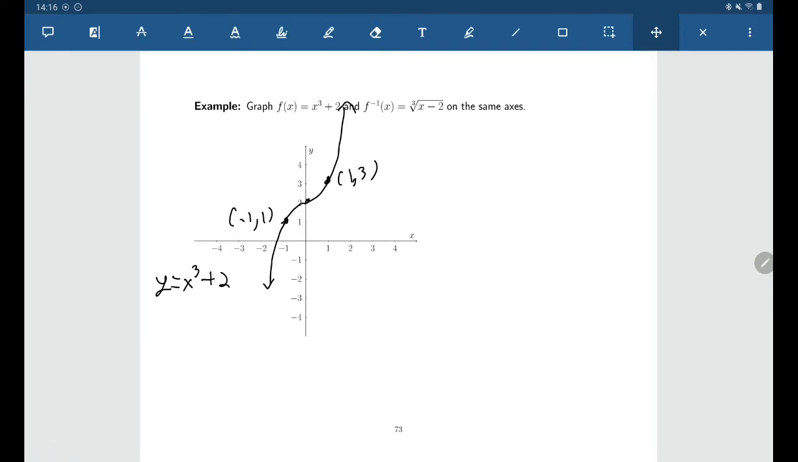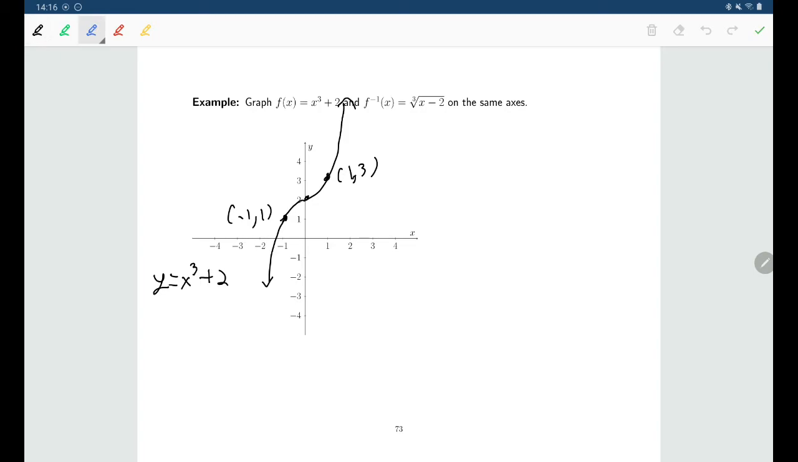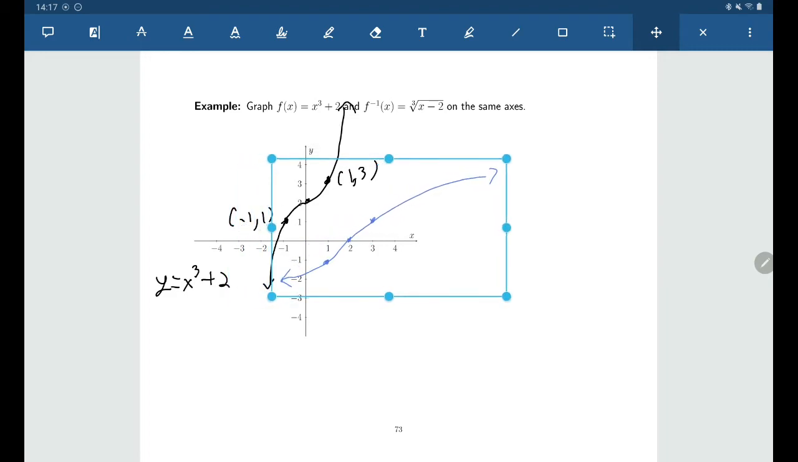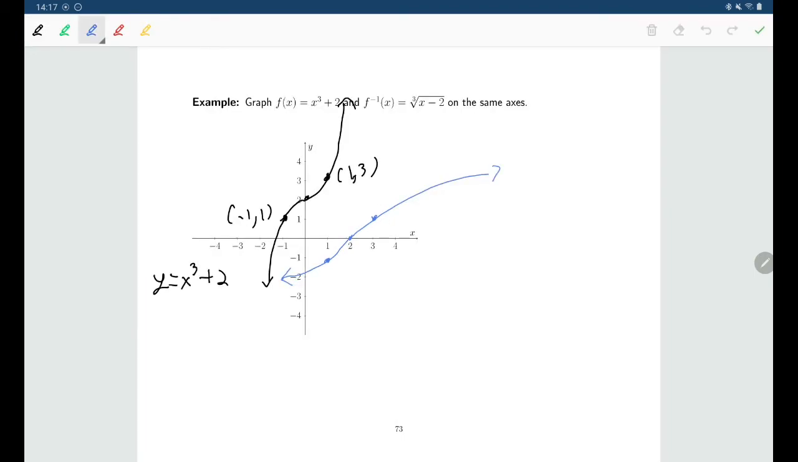Good. And I'll do the same thing with the cube rooting function. So I'll start off with my cube rooting function. And I'll move that to the right by 2. Good. And now I'll label my points. So I have the point 3, 1. I have the point 2, 0. And I've got the point 1, negative 1. And there's my graph of y equals cube root of x minus 2.